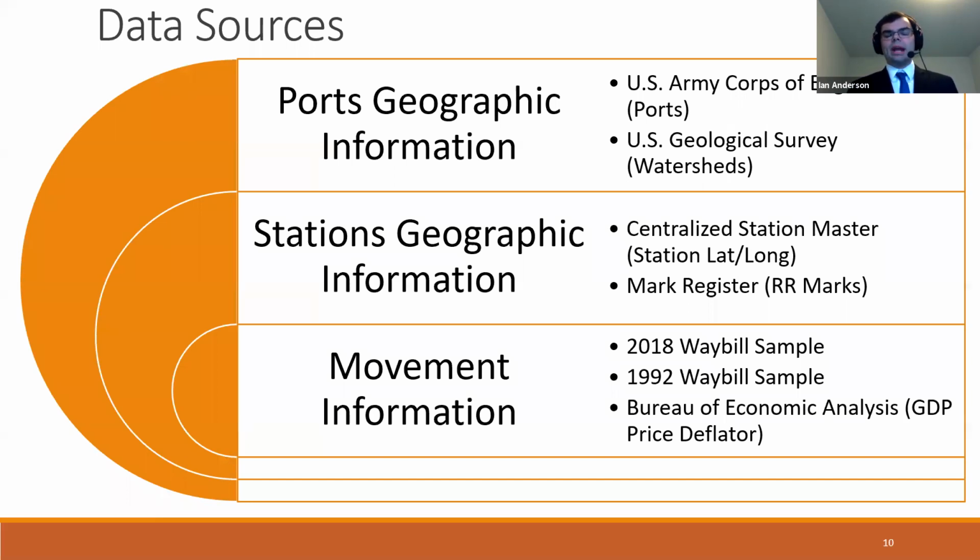We relied on Rail Inc.'s centralized station master and MARC register to assess potential rail carrier influences. To account for inflation, we applied the Bureau of Economic Analysis Gross Domestic Product Implicit Price Deflator. Finally, we also used the 1992 and 2018 confidential carload waybill samples.